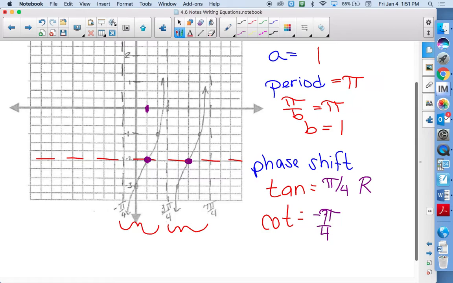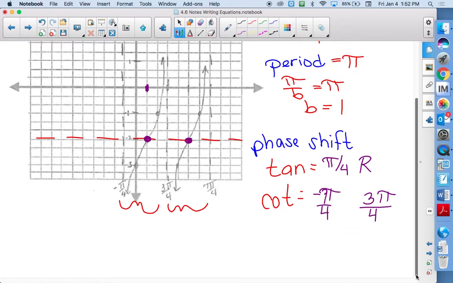That's where the asymptote is. You could also use 3 pi over 4. That's where another asymptote would be located. So either one of those work. It depends on where you want your graph to start. So you can either say it's shifting to the left to negative pi over 4, or it's shifting to the right to positive 3 pi over 4. And then the last thing we have to do is write the equation.